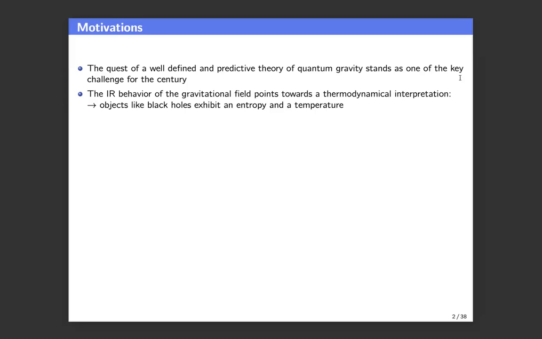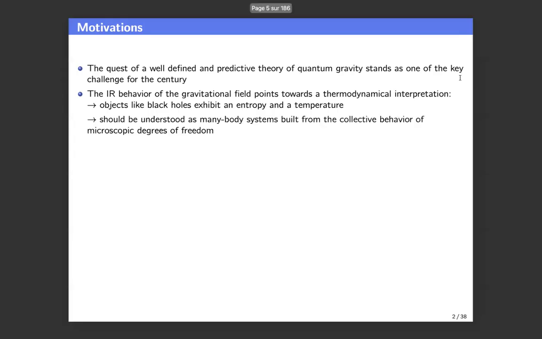By this, I have in mind that objects such as black holes, but also cosmological horizons, and also causal diamonds, exhibit an entropy that you can define and a temperature. From this point of view, you might want to understand these gravitational systems as many-body systems, which would be built from a collective behavior of microscopic degrees of freedom that you don't know yet, okay? In order to identify these microscopic degrees of freedom and build the theory of quantum gravity, there have been many different attempts that have been using different starting points.